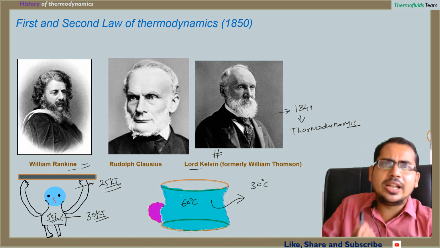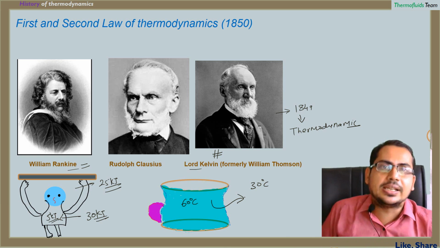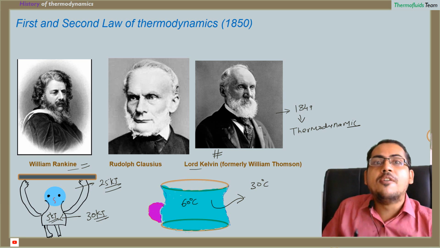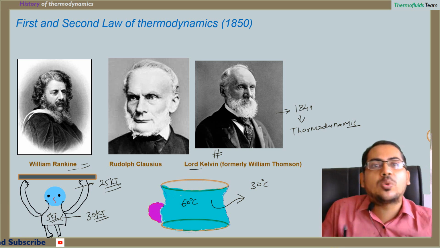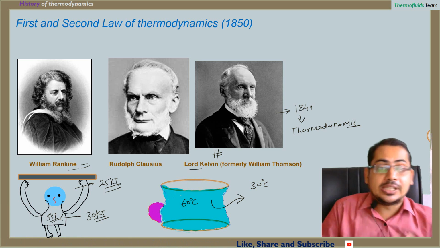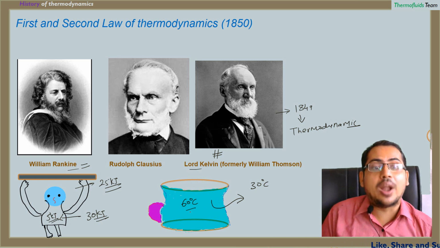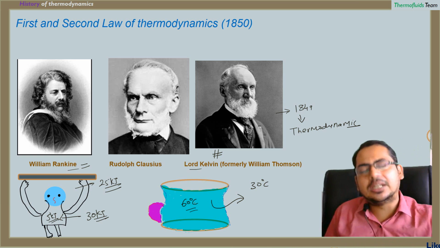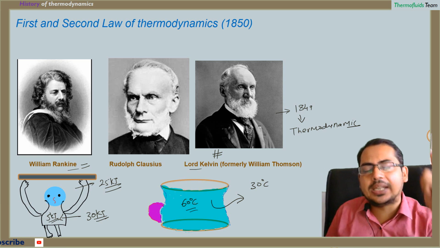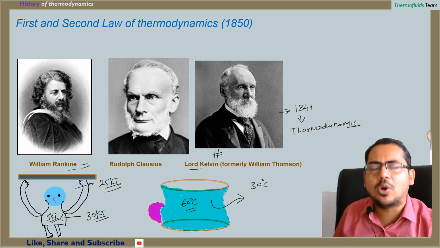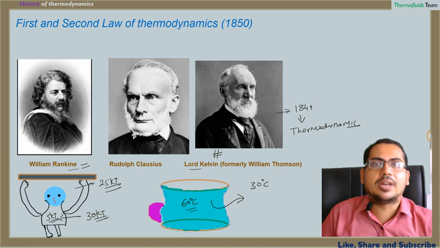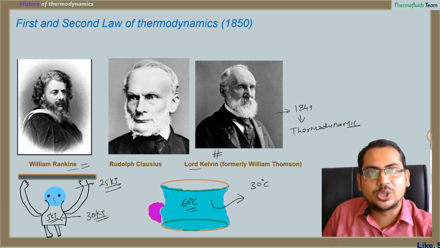It talks not only about the quantity of energy, but also the quality of energy. Energy always flows from higher quality to lower quality. See here, at 60 degrees Celsius the quality of energy is high, and at 30 degrees Celsius the quality of energy is low. Always remember this. We will discuss the second law in detail, and all these concepts will be discussed in detail.